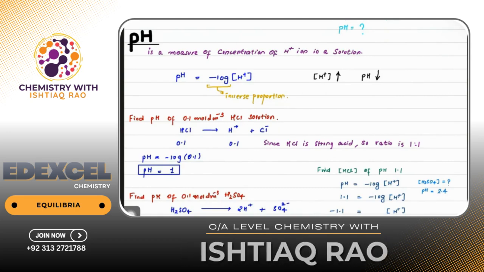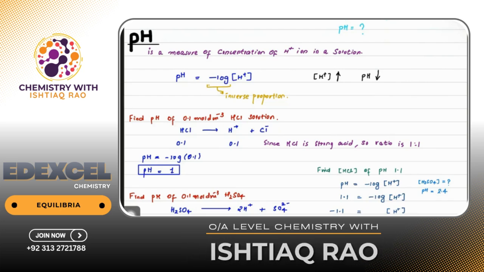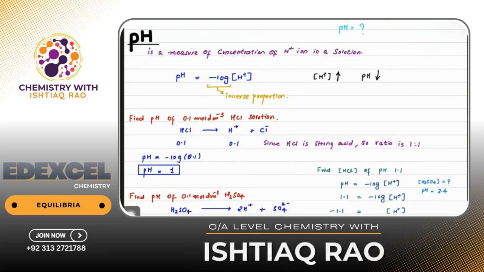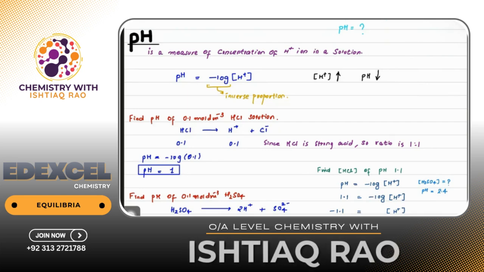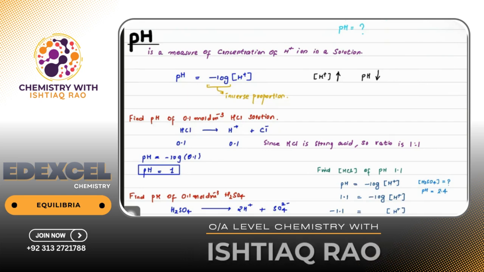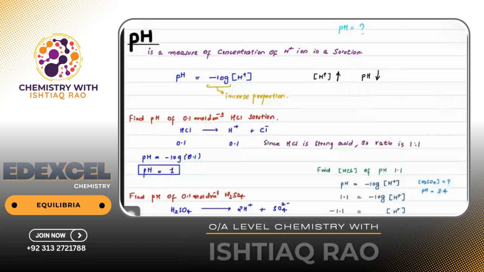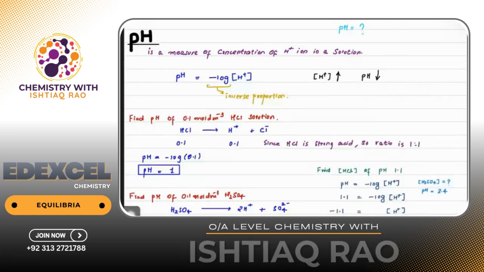Inversely proportional means that when the concentration of H positive ion is higher, the pH would be lower. And when the concentration of H positive ion is lower, the pH of the solution would be higher. Higher means what? It would be near to 7.